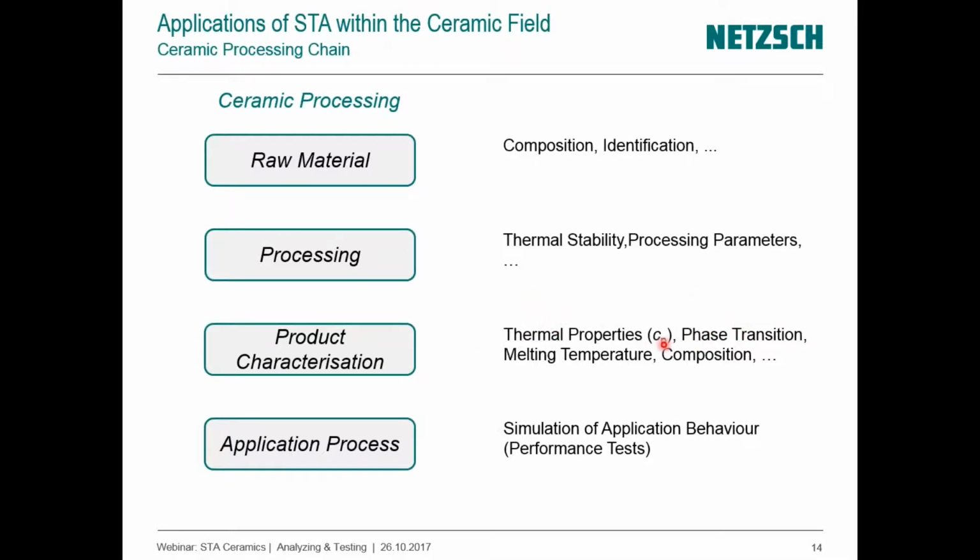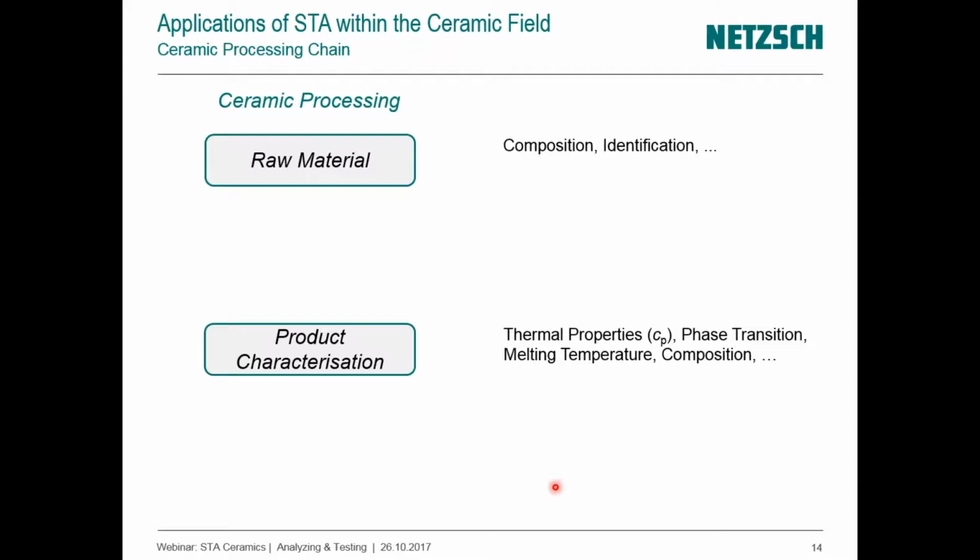And as you see here on the right side, each of these steps has different properties which are more or less important for them. So for instance, for the raw material, of course, we want to check if it's really the raw material we want to have, so we want to identify it, for instance, or we want to check the composition. For processing, of course, thermal stability over the process parameters itself.